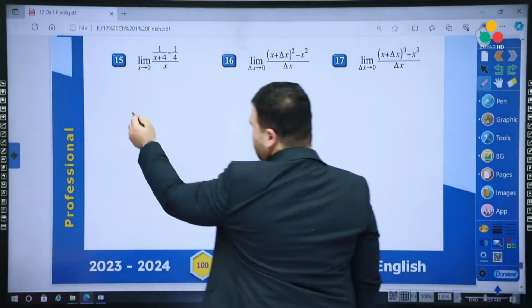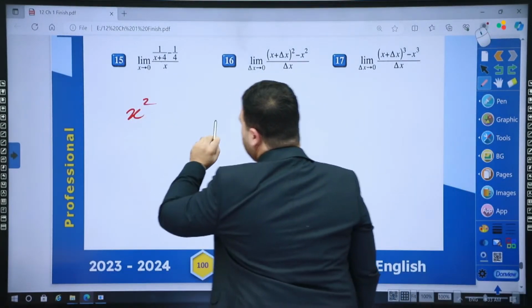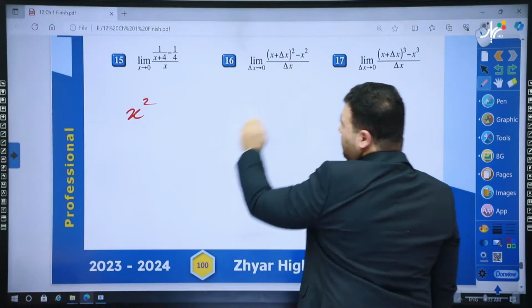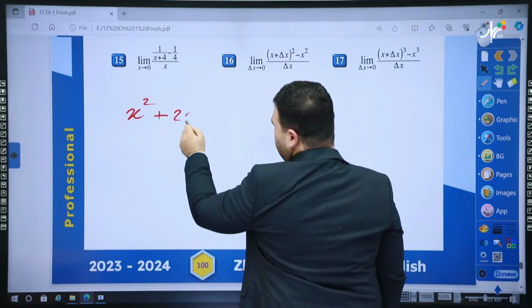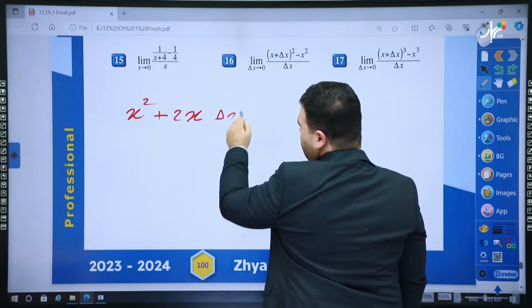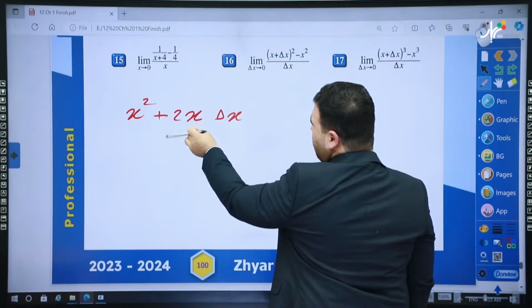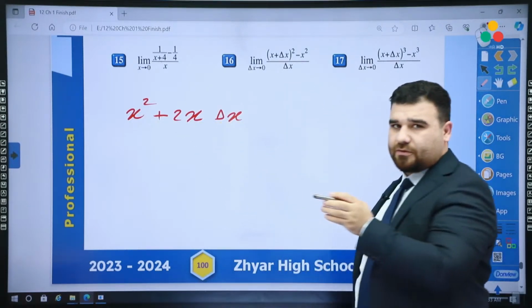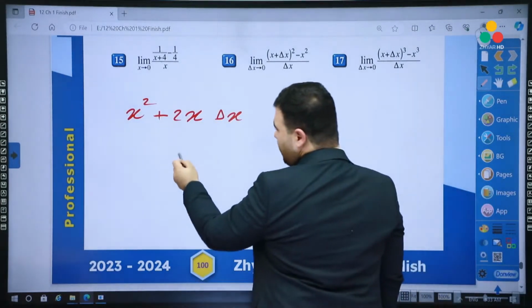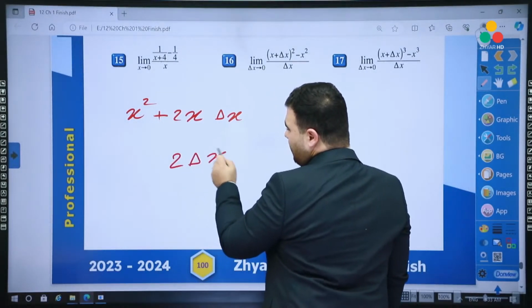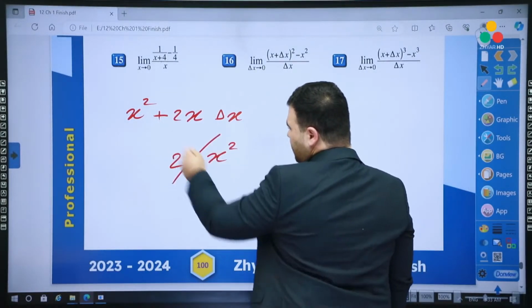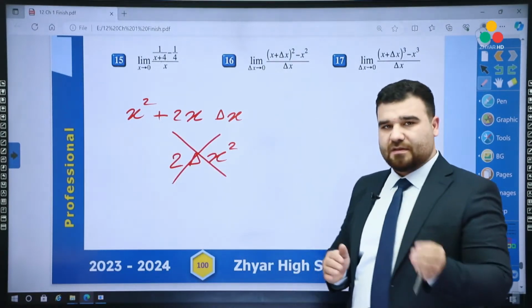Term 1 squared is x squared. 2 times first times second, so 2x delta x. Delta x is different from x. I cannot say 2 delta x power 2. That's a very common mistake. If someone writes 2 delta x power 2, this is wrong, because x is a different thing.